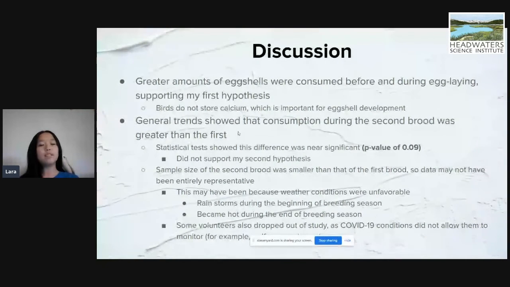The sample size of the second brood was significantly smaller than the first brood, so the data may not have been entirely representative. There was less data, and this may have been caused by weather conditions that were unfavorable, for example, rain and heat. Some volunteers also dropped out of the study in the later stages.